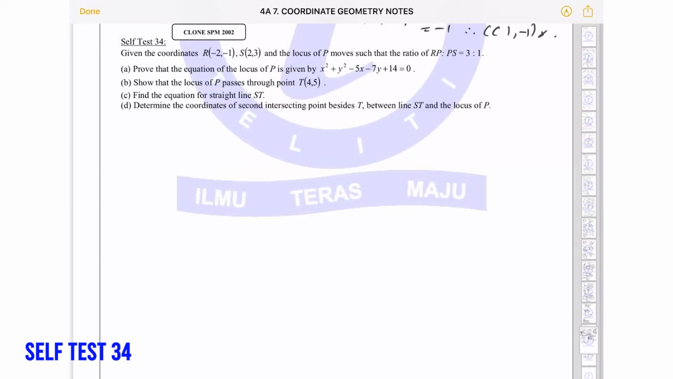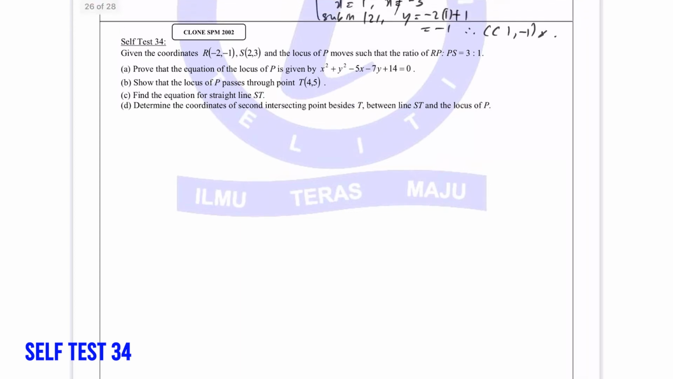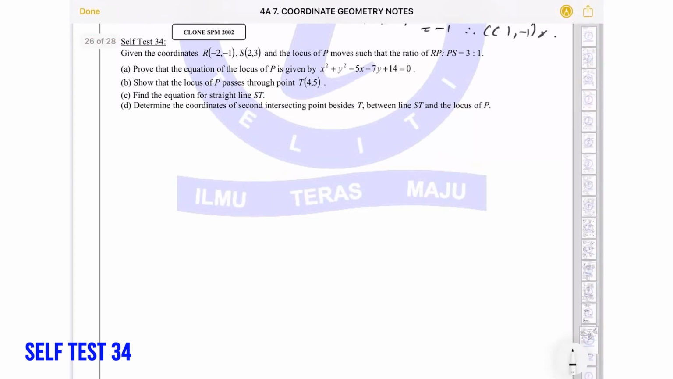So that's 43. Here we have the coordinates of R and S given, and the locus of P moves such that RP to PS has a ratio of 3 to 1. So I think the first thing we could do is rewrite it in the form of a fraction or proportion. So bringing the PS over, RP is 3 PS.